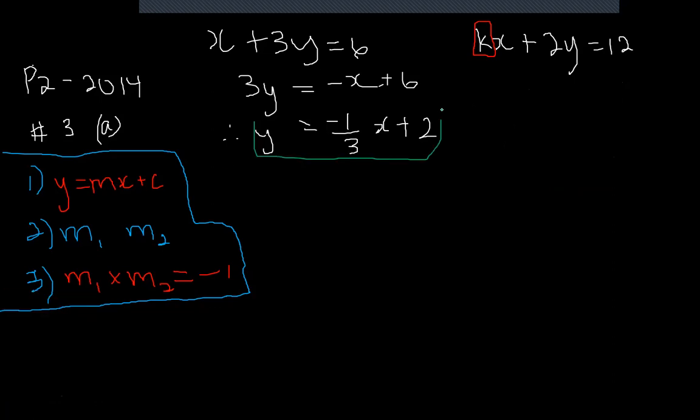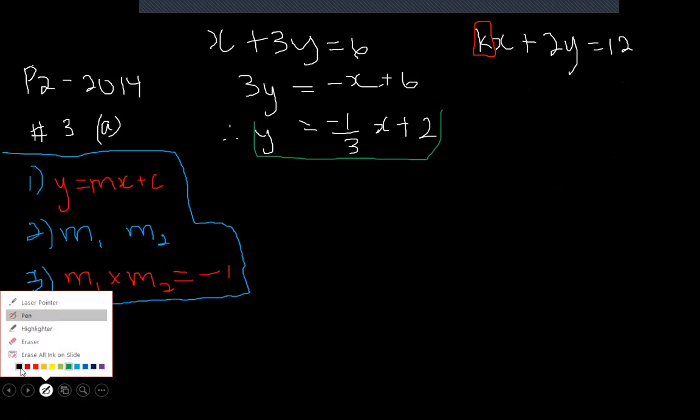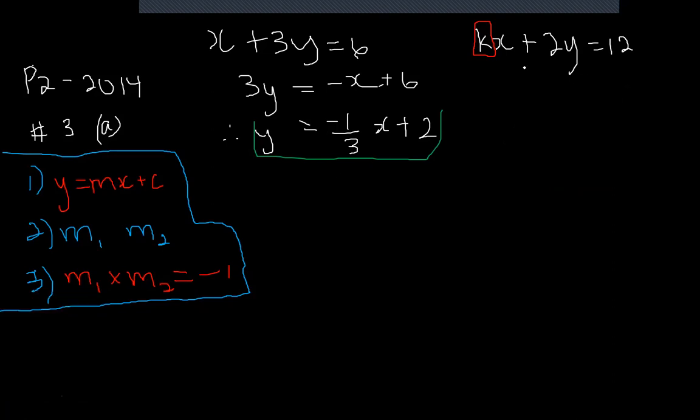So this is still my first equation. I'm just going through the other one step by step. All right, so we're trying to make y the subject of the formula to get it into this form. So 2y is equal to, we minus kx on both sides. So it's 12 minus kx. We have to divide, since it's multiplying on this side, we need to divide both sides by 2.